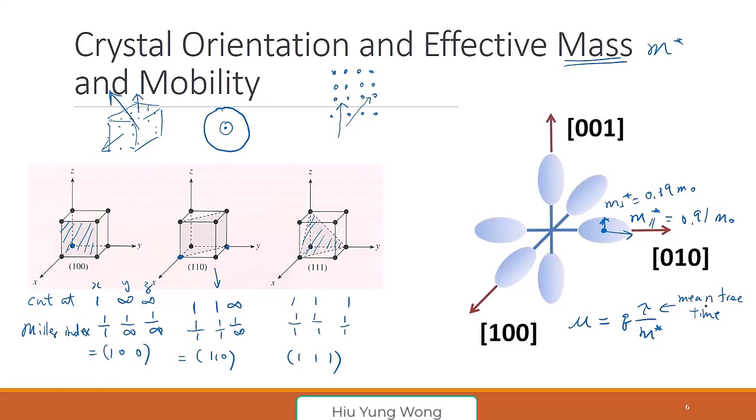Why I want to introduce this: I don't need you to have very deep understanding of this, but I want you to appreciate that crystal has different orientations. And because of different orientations, you actually have different electrical properties. One of them is the effective mass. Your mass is different when you travel in different directions. In certain directions, the electron is heavier. In some directions, it's lighter. And the mobility is related to the mass inversely. Is that clear? Any questions?